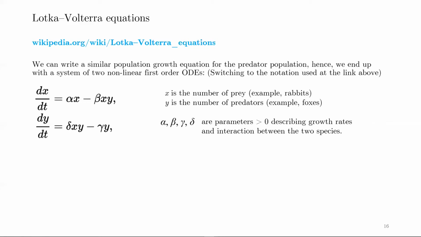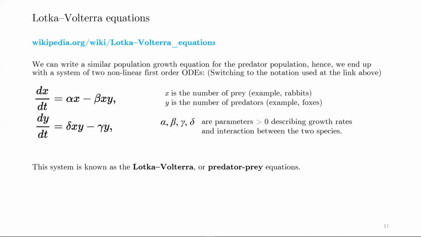And we're assuming all the parameters are positive, describing growth rates, and constant as well. We're assuming these are constant. So this system of equations is known as the Lotka-Volterra or predator-prey equations.